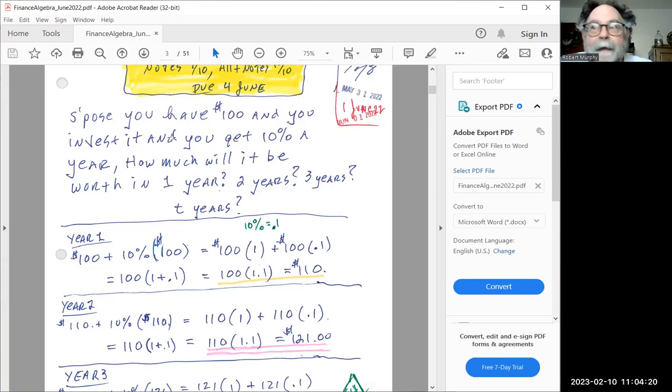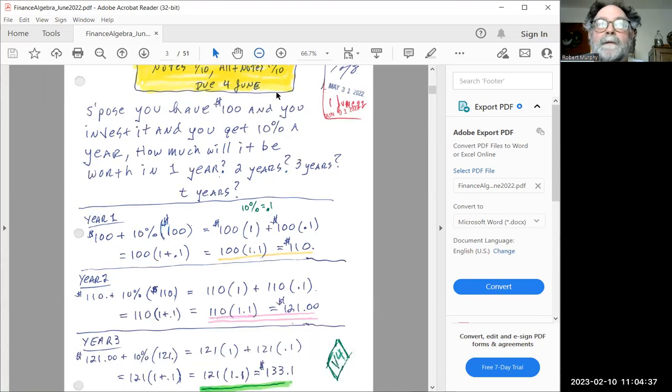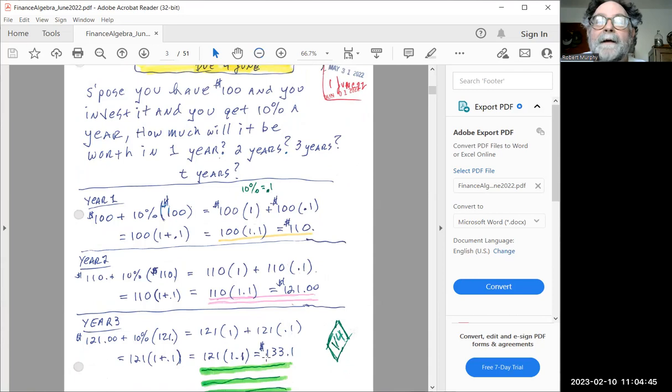10% of $100 is $10. Bada bing. Now, let's turn that into algebra. I'm going to start in year 1. I've got this $100, plus I'm getting 10% of $100. What I'm going to do is keep rewriting this stuff, and I want to draw your attention to this yellow underline, this double pink underline, and this triple green underline. Keep that in the back of your head. We start out in this first year with $100, and I get 10% of 100. Remember that 10% as a decimal is 0.1.